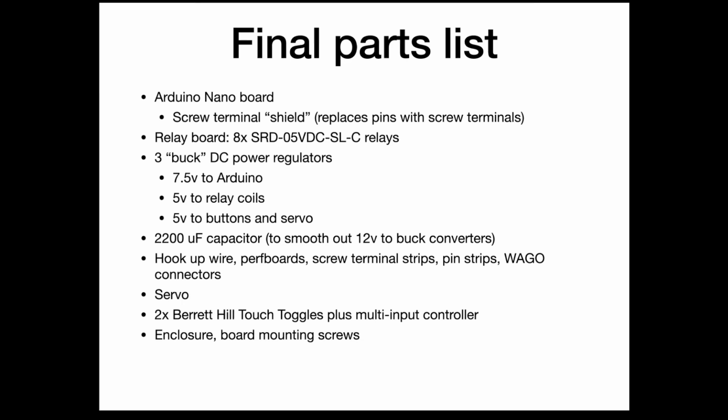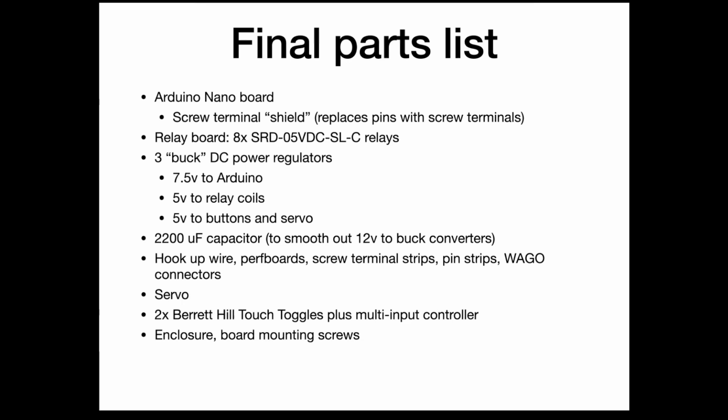I also added a capacitor. I'm not sure if it does anything, but it helps smooth out some of these power surges. Hookup wire, everything's done with perf boards, and I built what I called little patch panels by gluing or soldering screw terminal strips to the perf boards for the various kinds of wiring. So there's one for +5, there's one for +12, there's one for each of the 4 tracks.